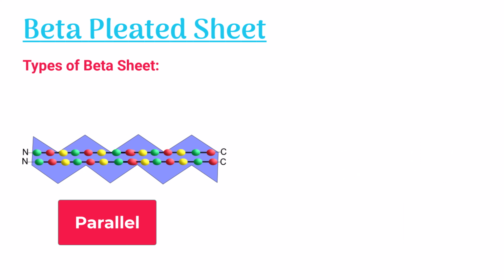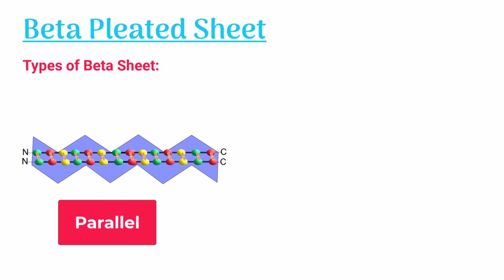In a parallel beta sheet, both strands run in the same direction, so the end terminus or start of one strand is just adjacent to the end terminus of the other strand. This arrangement forms hydrogen bonds, but they are angled, not perfectly aligned. This misalignment makes the structure a bit less stable. That's why parallel beta sheets are weak.